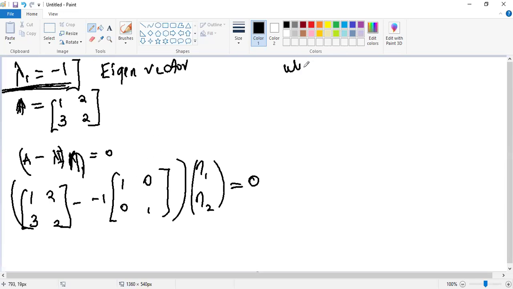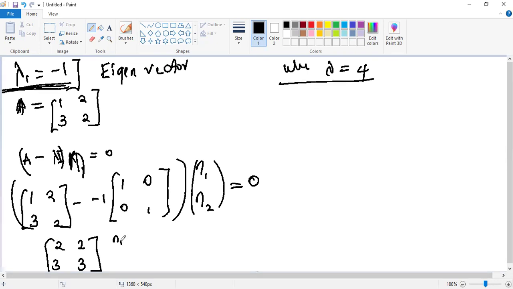And when lambda is equal to 4, we are going to do the same thing as this to get these values. Now, let me start with this one. 1 minus minus 1, that will give us a 2. 2 minus 0, that will give a 2. 3 minus 0, that will give a 3. 2 minus minus 1. Minus 1 will give a plus. So that will be a 3.